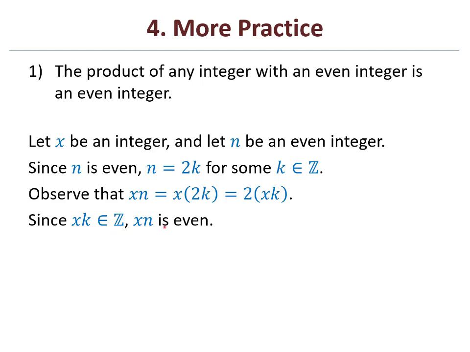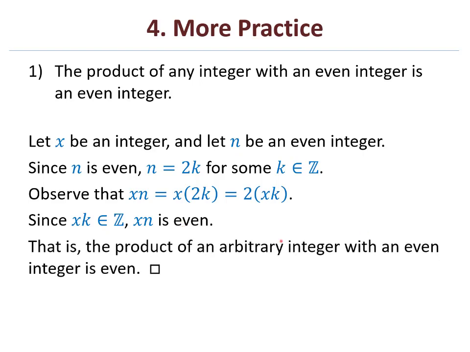This could be the end of the proof right here, because after all, my goal was to show that the product of any integer with an even integer is an even integer, and that's what I did. I set up my x and my n, I found the product, and I found that the product was even. But sometimes it's nice in a proof just to put one last sentence at the very end that reiterates the claim. So just in case you weren't aware, dear skeptical reader, what we just showed was the product of an arbitrary integer with an even integer is even. Just to hammer home the point one more time.